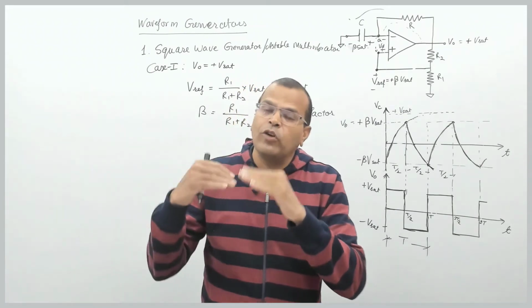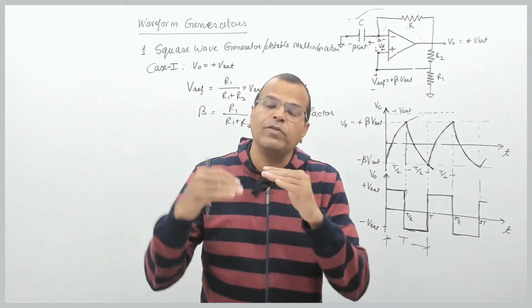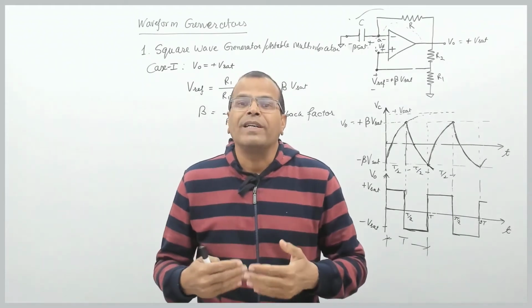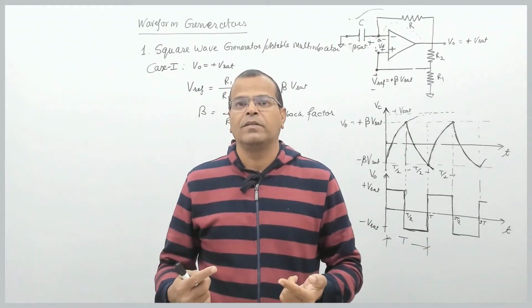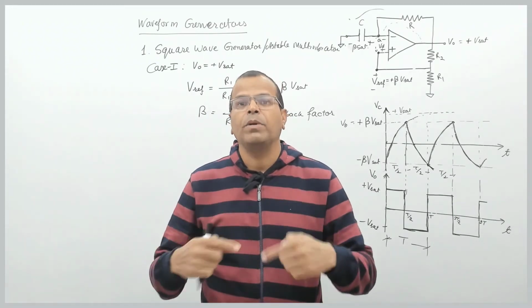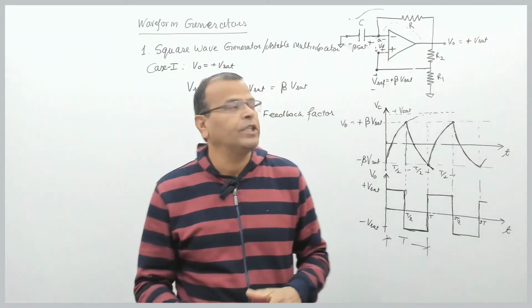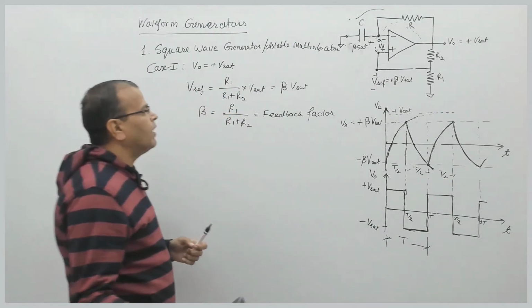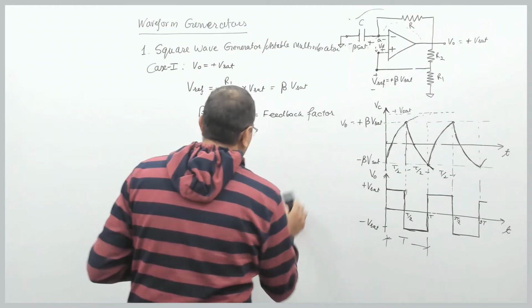The state of the output is changing from minus Vset to plus Vset, plus Vset to minus Vset. Because of this, we call it astable. None of the states is stable, because of which we call this an astable multivibrator, right? So multivibrator.